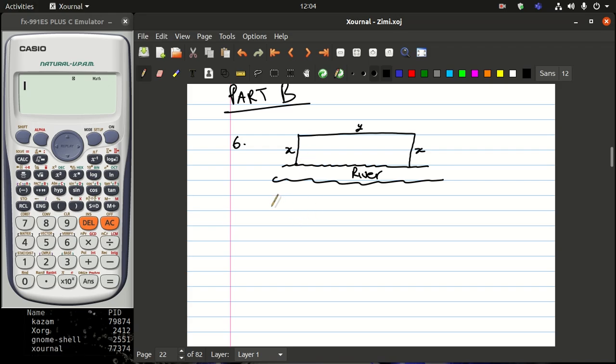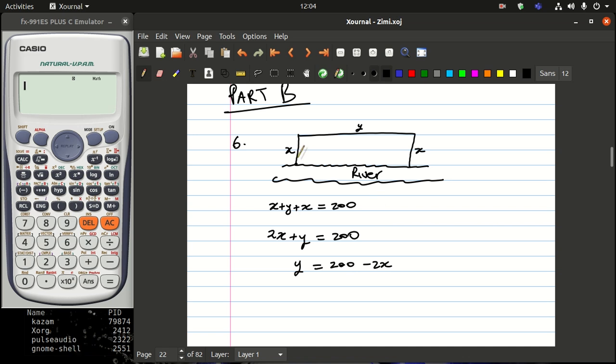In other words, if I'm adding x plus y plus that x, I should end up with 200, or the perimeter of these 3 sides must be 200. In other words, 2x plus y must be equal to 200, or we can say y is equal to 200 minus 2x. The question is saying, what dimensions will maximize the area?